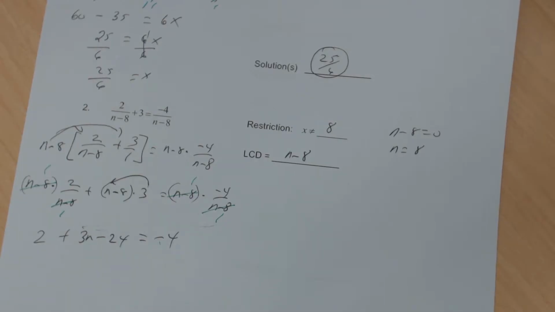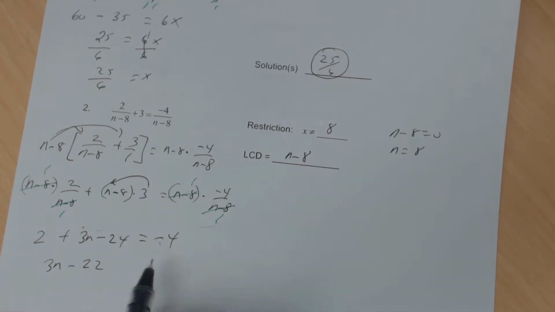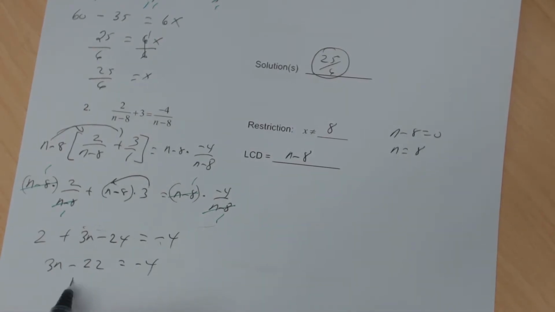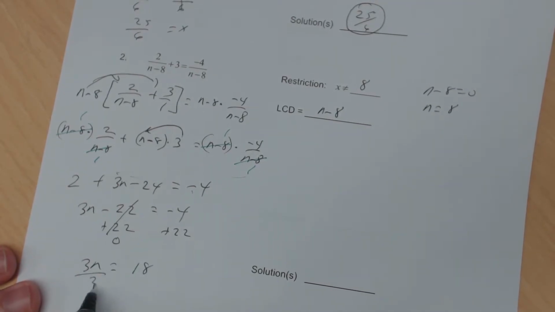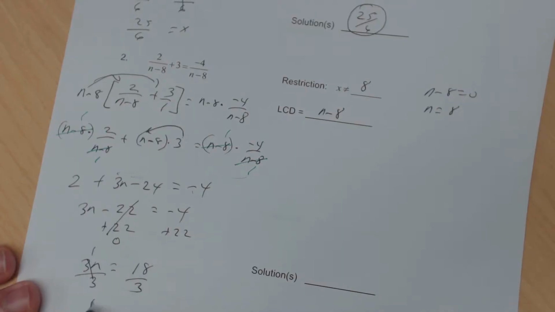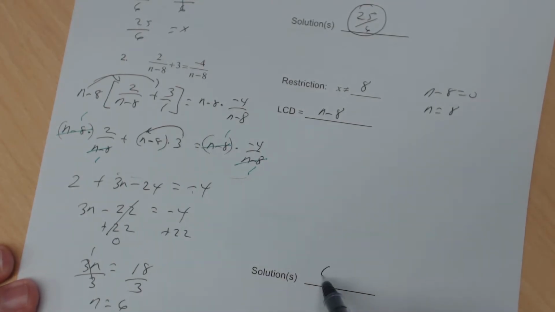Combine like terms. I'm going to get 3n minus 22, since the positive 2 and a negative 24 is negative 22, equal negative 4. Add 22 to both sides. Combine like terms, that's 0 here. So I get 3n equals 18. Divide both sides by 3. I get n to be 6. Now, 6 is not a restriction, so that's going to be your solution. So my solution is 6.